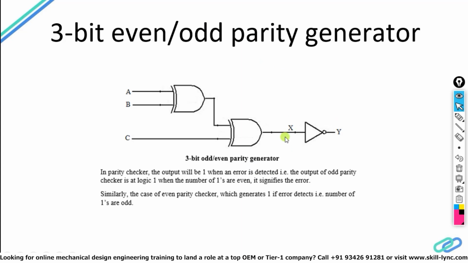Here we are designing for X, and we have put a NOT gate here, whose function is just to make a complement of the input. So the complement is: if we give X, we get Y.